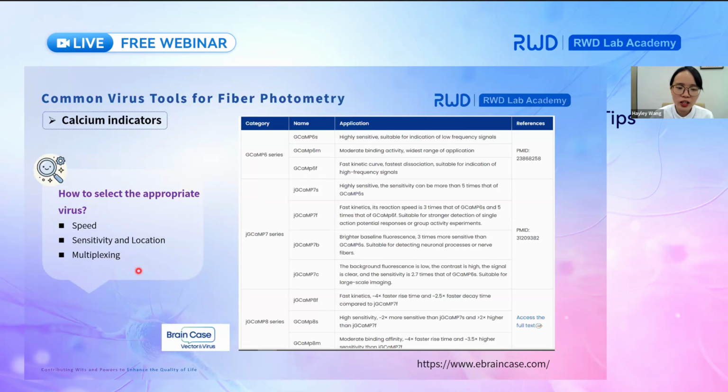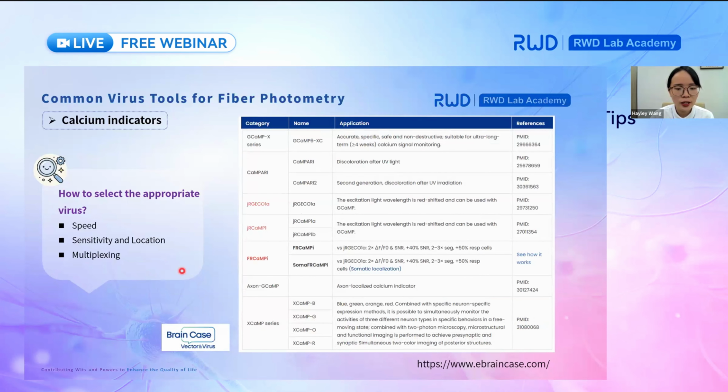And finally, we think about multiplexing. So if you also want to measure other signals like neurotransmitters, such as dopamine, you may need sensors with different colors to avoid overlap. So in short, it comes down to the speed, sensitivity, and the compatibility with your experiment.